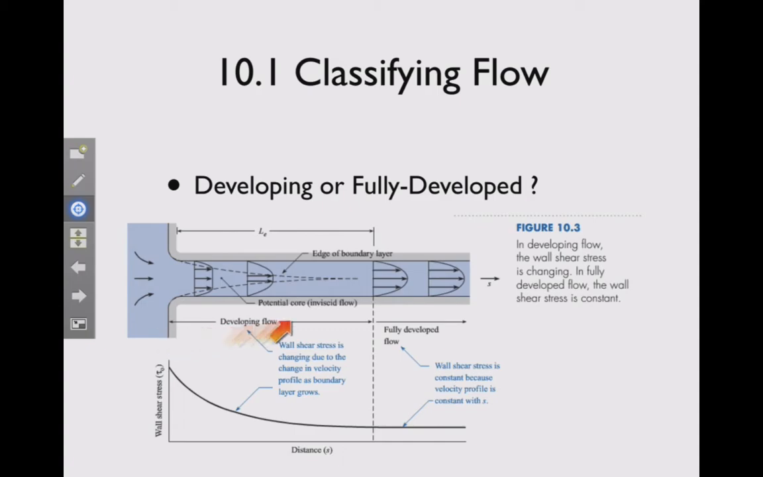So in this length here, the entrance length, LE, along this length of the pipe, we are in the developing flow regime, where the velocity profile is changing, and we can see that the wall shear stress is decreasing. Once it reaches a constant value, the velocity profile is uniform and steady, potentially until it becomes turbulent, and we have a fully developed flow in the pipe.